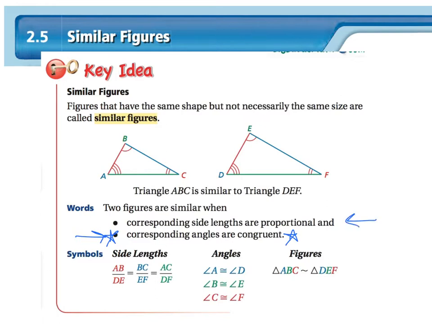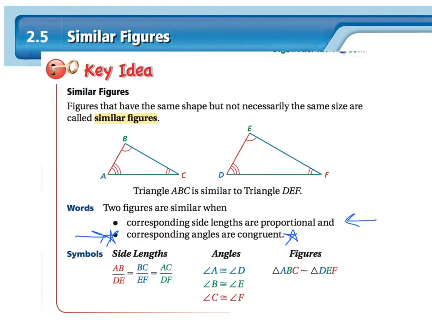The sides are proportional. That means if I take the length of AB, notice that we are not naming segments, but the length of AB divided by the length of DE is equal to the length of BC divided by EF and the length of AC divided by DF. We can write them as proportions. The angles are congruent, and therefore we say that triangle ABC is similar to triangle DEF.